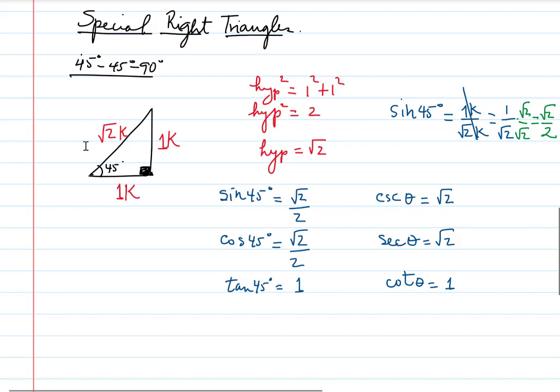Cosine happens to be the same because it's adjacent, but adjacent is the same thing as opposite here, so it's still 1 over square root of 2, which rationalized will turn into square root of 2 over 2. Tangent is opposite over adjacent, that's 1 over 1, so that's just 1, and then the other ones, of course, are the reciprocal of the first 3.